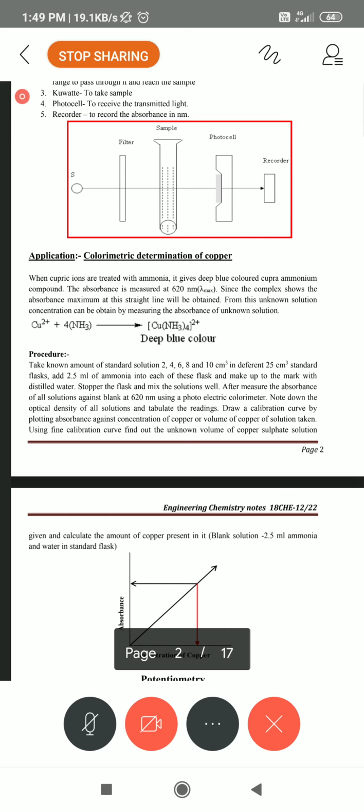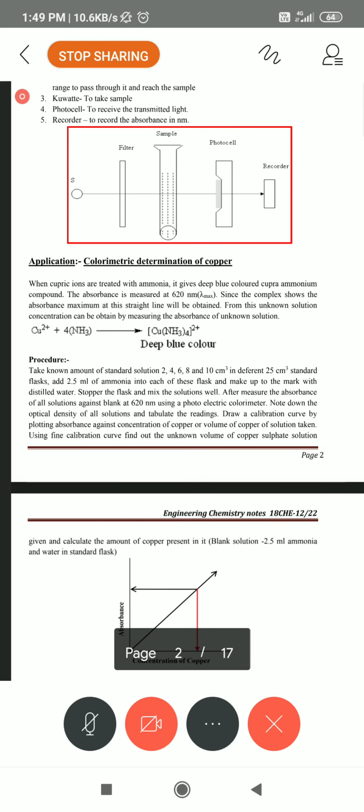Finally, we will take the fifth one, that is 10 ml of copper sulphate, 5 ml of ammonia, and 35 ml of DM water. That reading is 0.30. You will get it. So this is how you can satisfy both Beer's and Lambert's law.